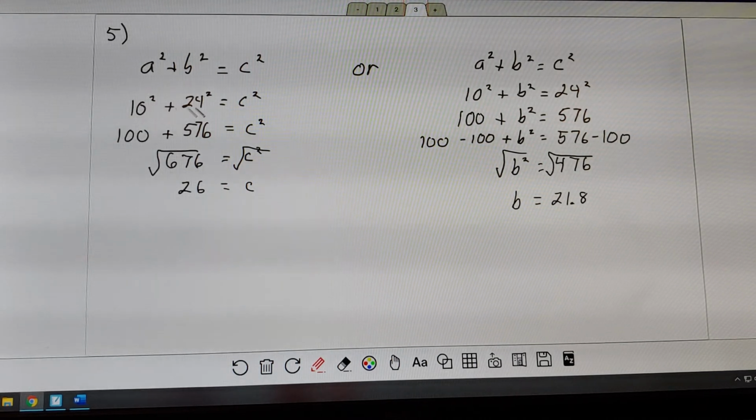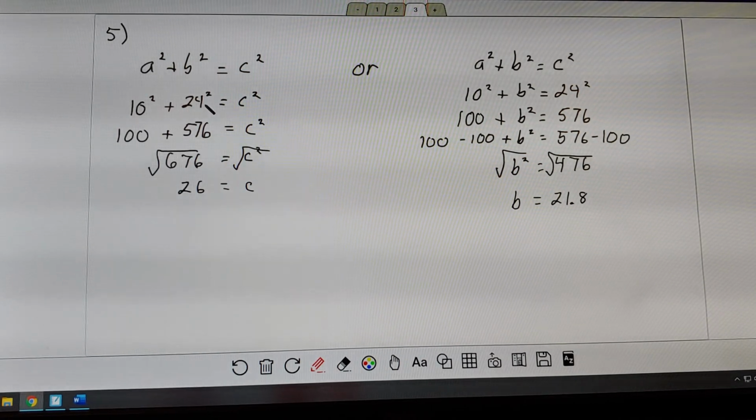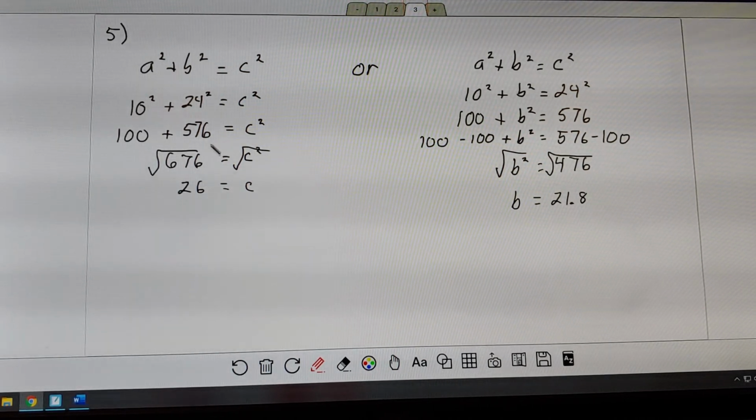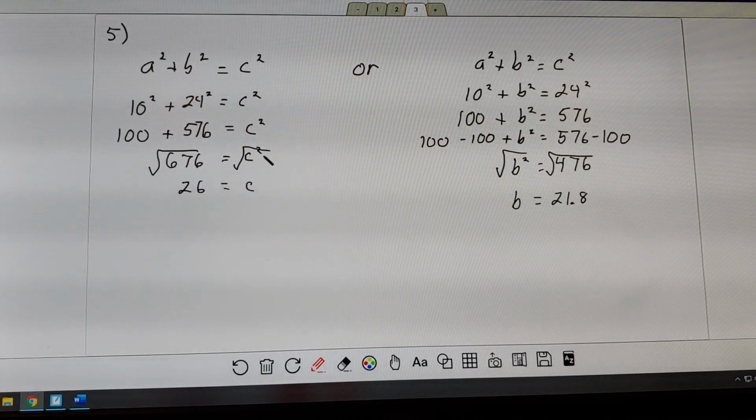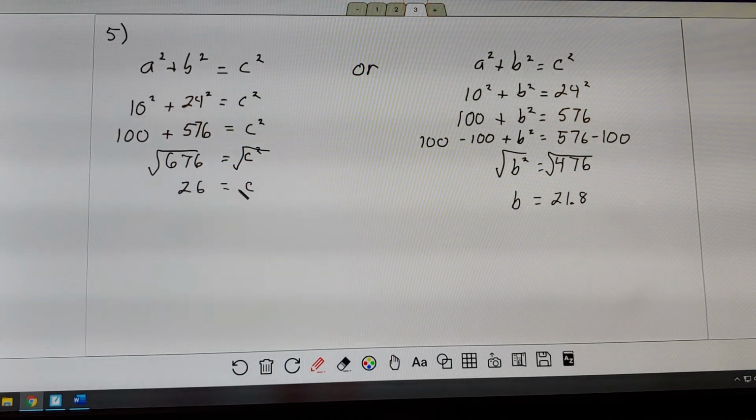So we'll go with 10 and 24 being the 2 short sides. 10 times 10 is 100, 24 times 24 is 576. Add them together, you get 676. Square root both sides. Side C would be 26.